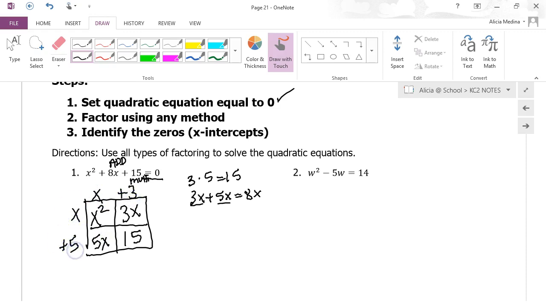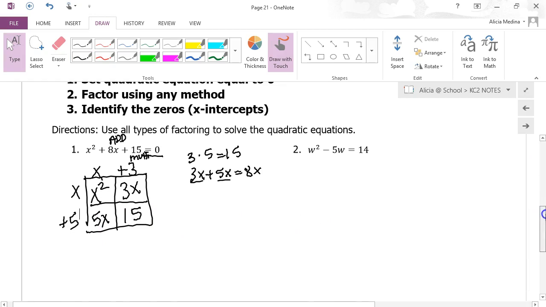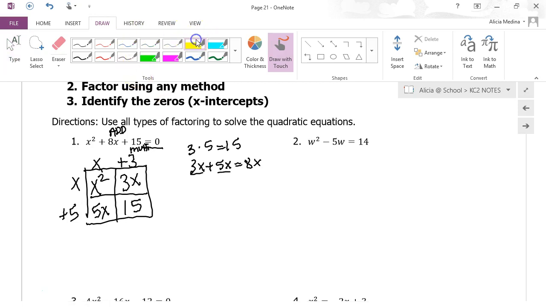All right, but that's just my binomials. I'm not done with the question because I have a step 3 that says identify the zeros. Zeros is just a fancy word for saying the x-intercept. So remember that. Also in your calculator, those of you that use it to find the x-intercepts, you will already know that zeros are x-intercepts. Okay, so my binomials, x plus 3 times x plus 5, still equal to 0, because the whole equation is equal to 0.